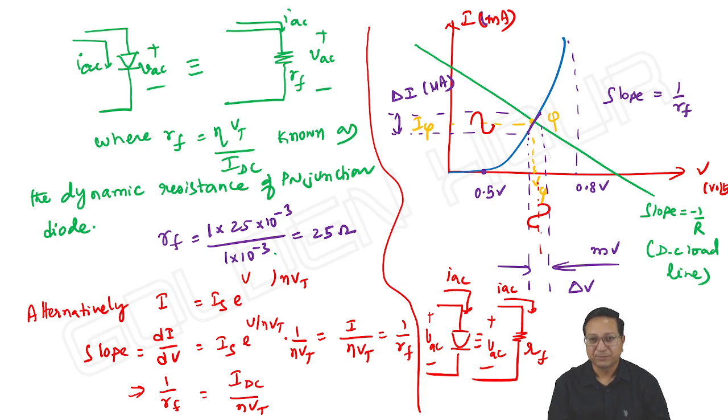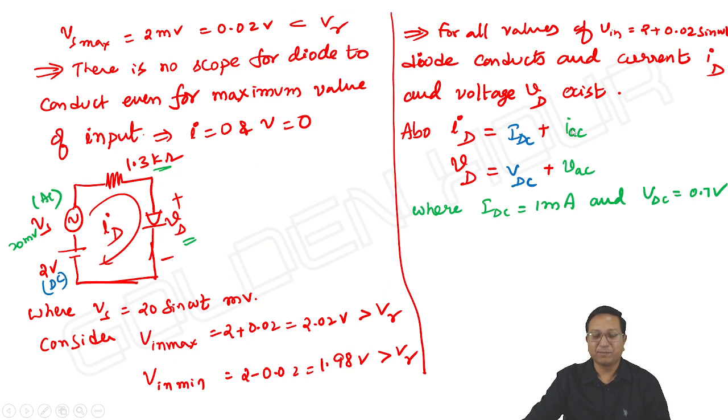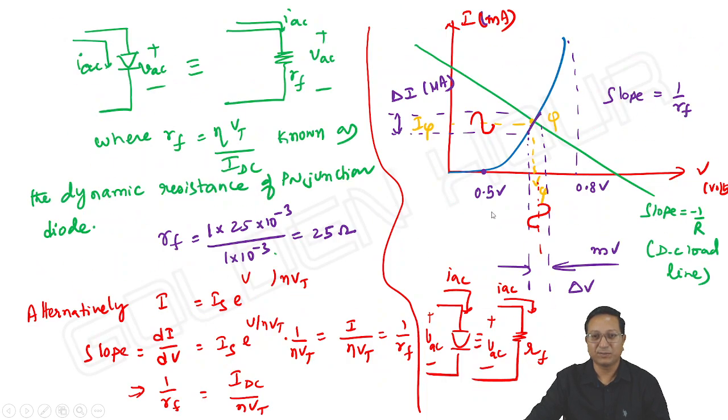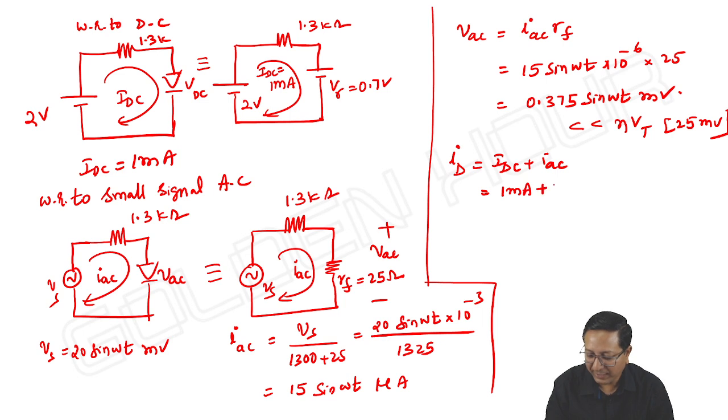This is the idea. So what about the total current I suffix D, which I mentioned here as the current through the diode? It is IDC plus IAC, and VD is equal to VDC plus VAC. Let us write those values. I suffix D is equal to IDC plus IAC. IDC is 1 milliampere, IAC is 15 sine omega t microampere. It is nothing but IQ.